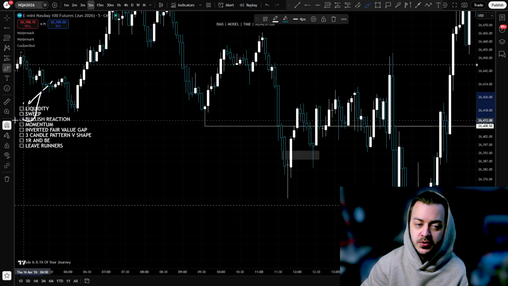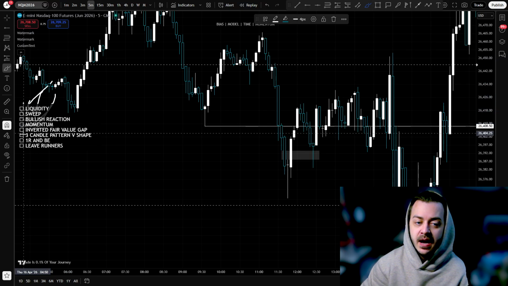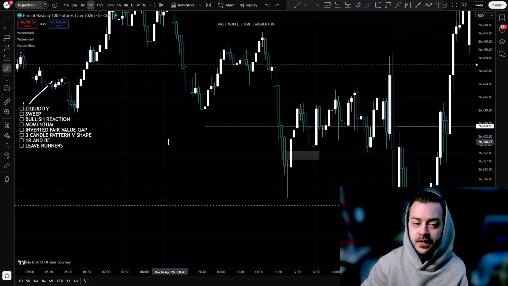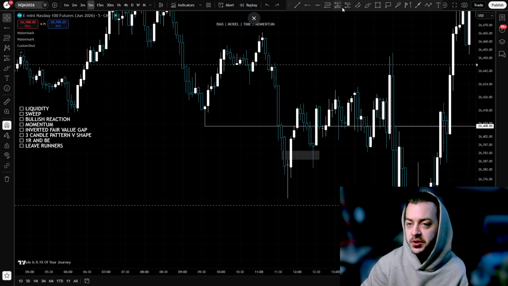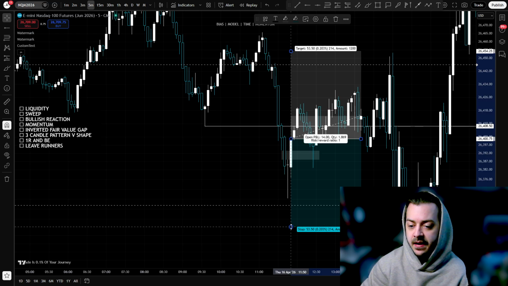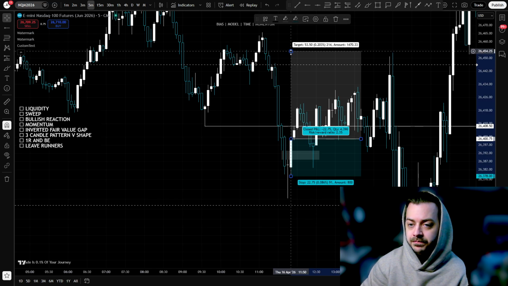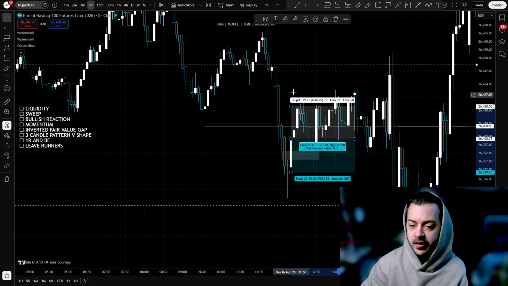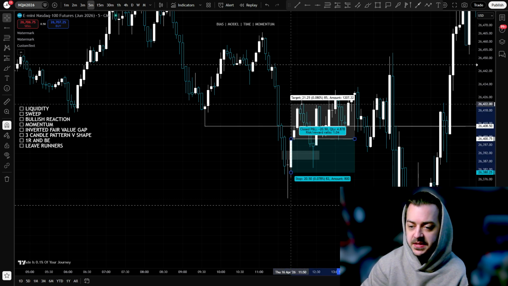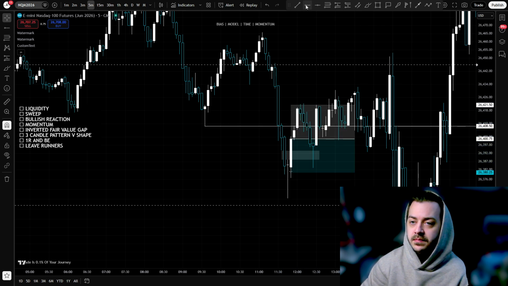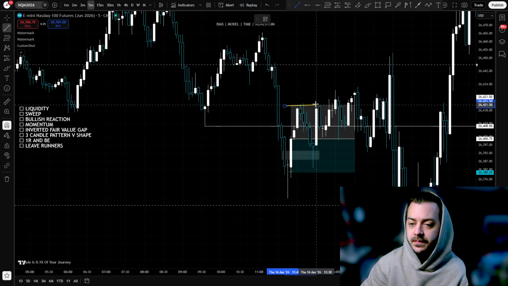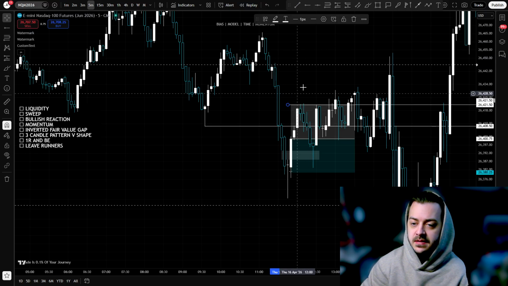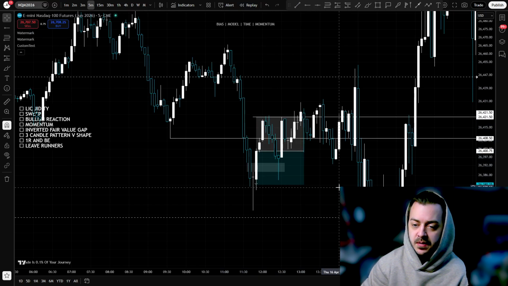The liquidity, the sweep, the bullish reaction, the momentum. We've got the fair value gap. We've got the 3-candle pattern V shape. So then I very simply just enter on this position here, as you can see here, targeting about a 1 for 1. As you can see here, if we look, this was a break-even trade, where basically I scaled half at 1R in this area here, and then got break-evened on the rest. Which was fine, because sometimes this happens.